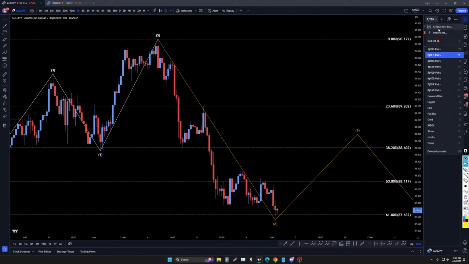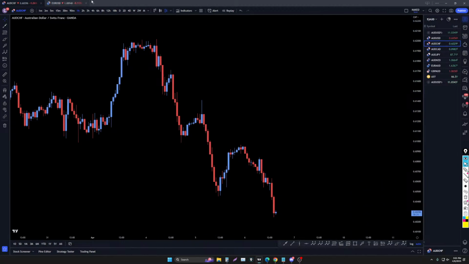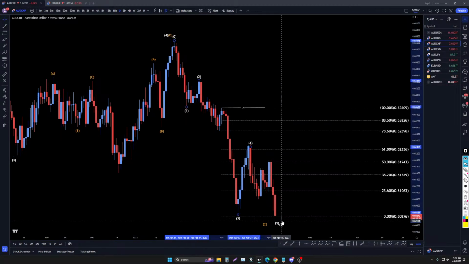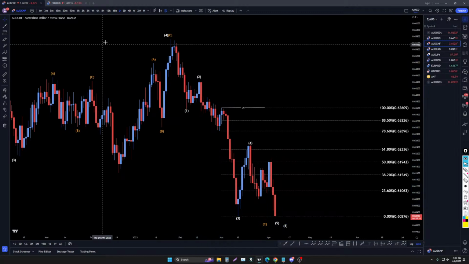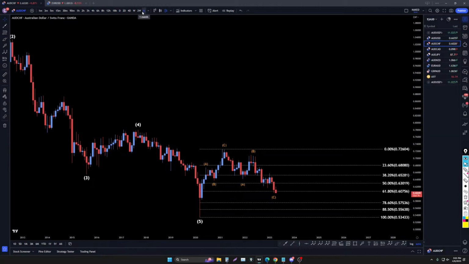And speaking of Aussie, I have a whole bunch of Aussie pairs that were requested. So the Aussie Swiss was requested. So let's give it a look. Oh, we were right about this one making a wave 5. Maybe the Aussie is getting close to ending its pattern. Oh, man, it looks strong. Oh, yeah, I remember this now.